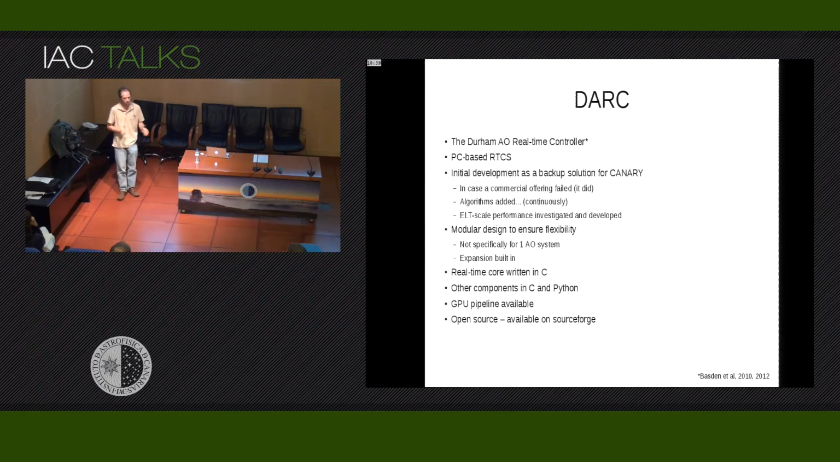And that was in case a commercial offering that CANARY paid about £200,000 for failed. And actually, this commercial system did fail, didn't make it on Sky. We had to change systems a couple of months before we went on Sky to use DARC, which, with hindsight, was a very good decision, one that we should have made several years before. So algorithms have been added continuously. We're always adding new algorithms that we test on Sky with CANARY. We tested a new one just last night, a new reconstructor, and a closed loop on it.